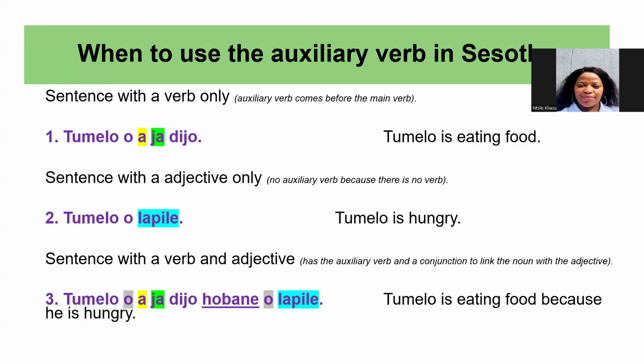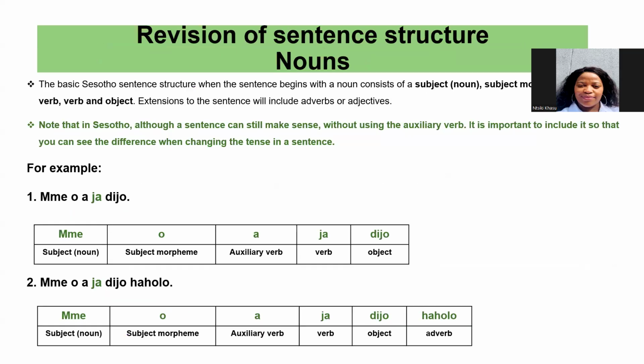Dumelo o lapile. The sentence is merely just describing. Dumelo is hungry. Then there's another one, a sentence that has a verb and an adjective. Dumelo o aja dijo hobane o lapile. Okay, Dumelo is eating food because he is hungry. So there's an auxiliary because there's a verb, and we also have a describing word that describes the noun in our sentence, which is the word lapile.